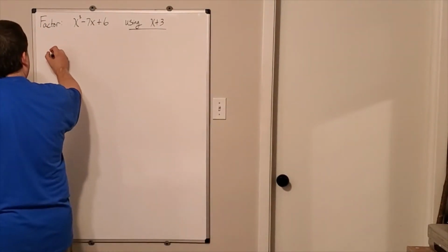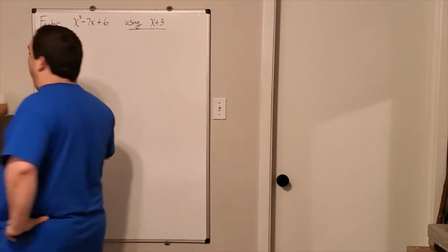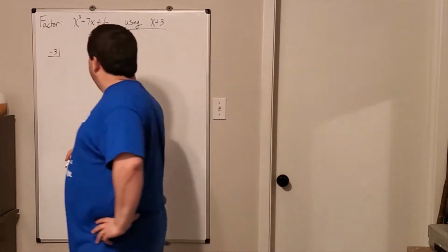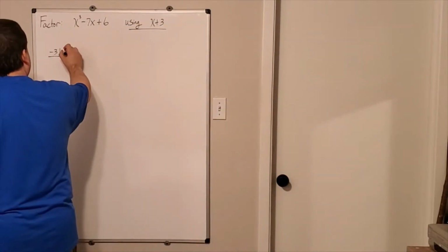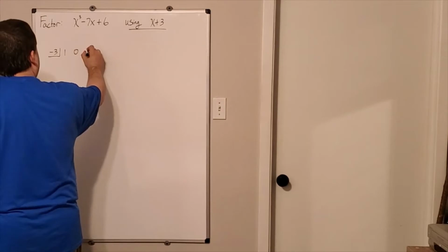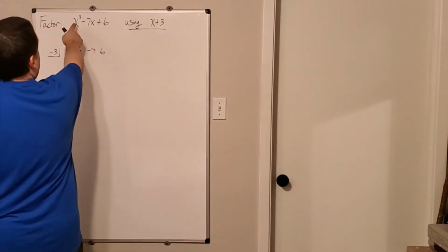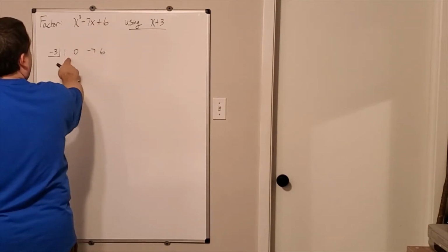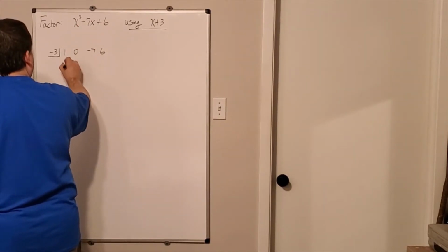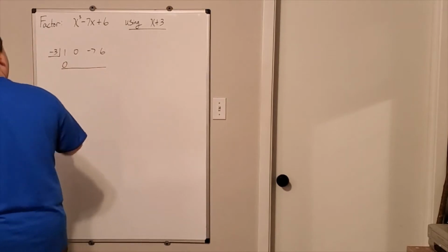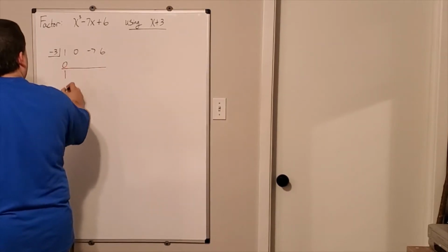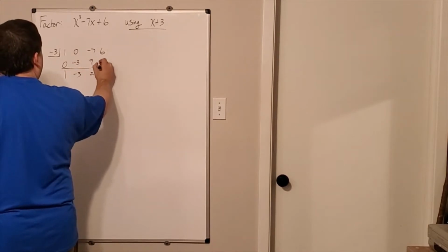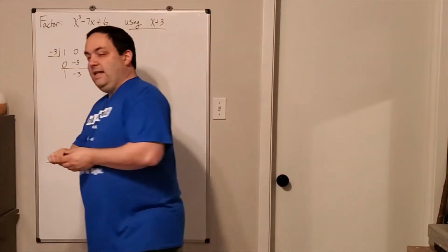That means that I would put -3 in the box for my synthetic division, because that's what would zero out x plus 3. And then I would have my coefficients, the 1, 0, -7, and 6, because I want to account for all of my place values, right? 3, 2, 1, and none. Right? So then I do my synthetic division by adding, multiplying, adding, multiplying, adding, multiplying, and adding. And that's that key number.